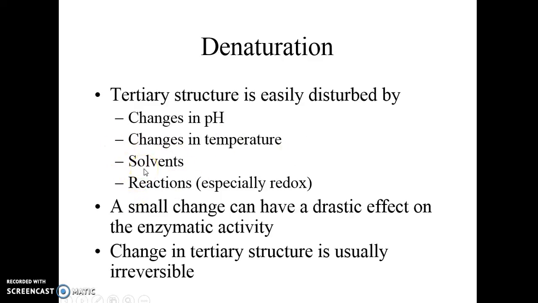Solvents, such as nonpolar solvents, could get in there and hydrogen bond to various places, and will destroy tertiary structure by messing these linkages up. And last of all, most importantly, reactions, especially redox, can change functional groups, which would then change tertiary structure. A tiny change can have a drastic effect on the enzyme activity, so small changes can cause denaturation. And once you have that change, it usually is impossible to bring that tertiary structure back.